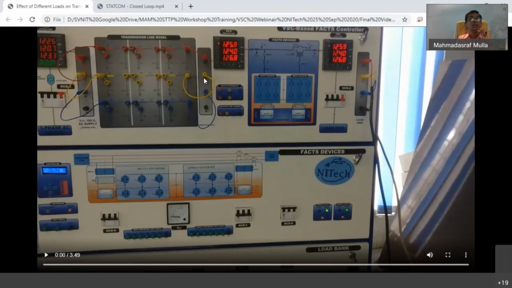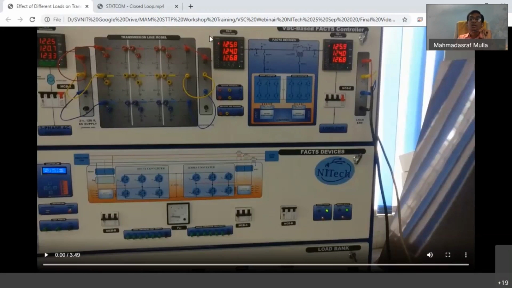Now, in order to see what is happening at the sending end and receiving end, 2 multi-parameter meters are connected at both ends. So we can observe the magnitude of voltage. We can observe the active and reactive power at the sending end and receiving end. We can observe the power factor. So any entity, the multi-parameter meter will represent.